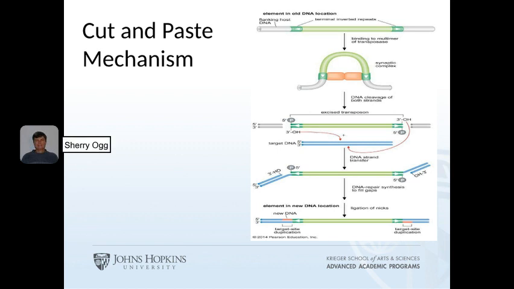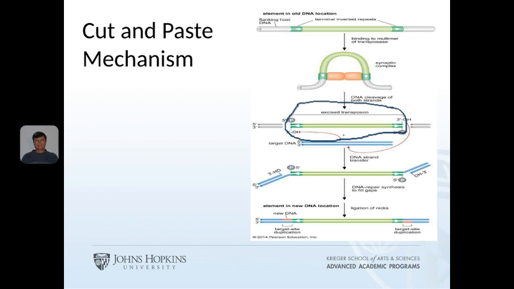This figure goes into more detail and will hopefully illustrate the cut and paste mechanism. At the top, you can see the host DNA containing the terminal inverted repeats. The transposase, which is represented by these orange squares or rectangles, recognizes these repeats and forms the synaptic complex. DNA cleavage occurs next to excise the transposon, and this includes the terminal inverted repeats. This is the excised transposon.